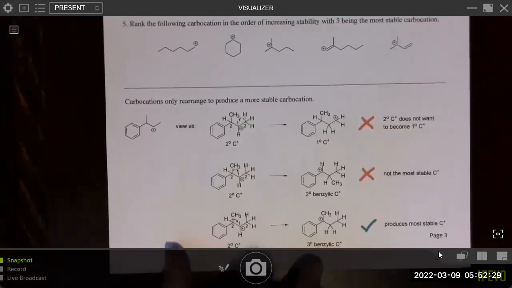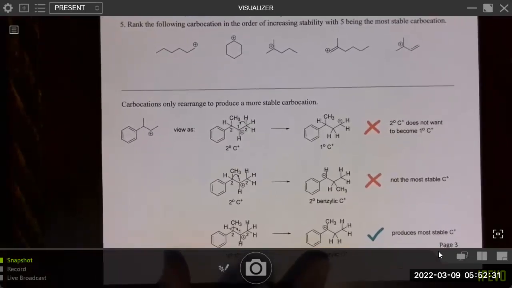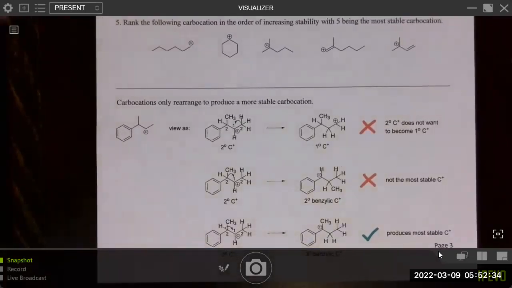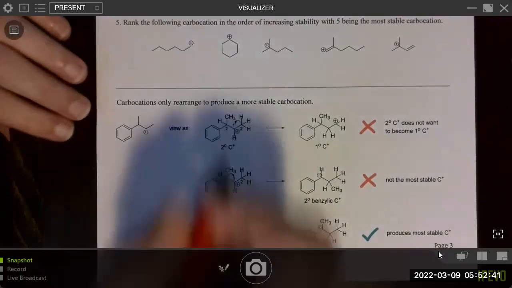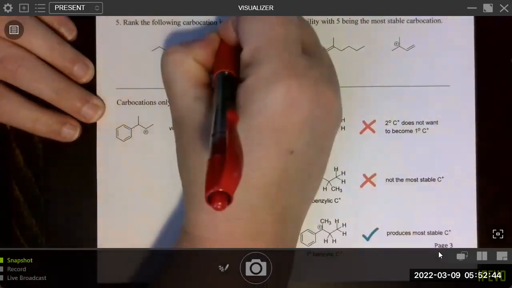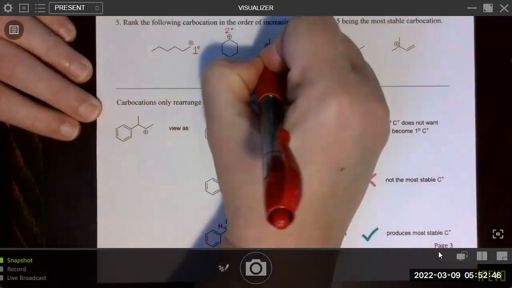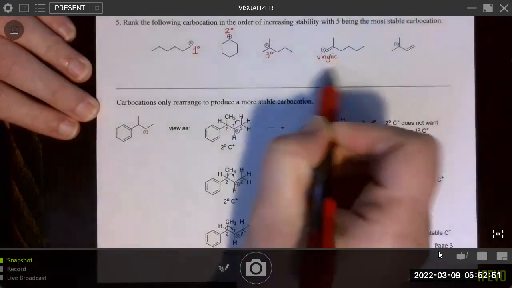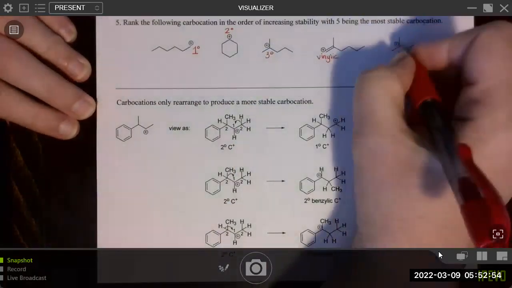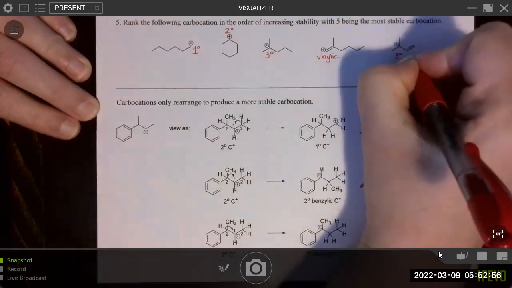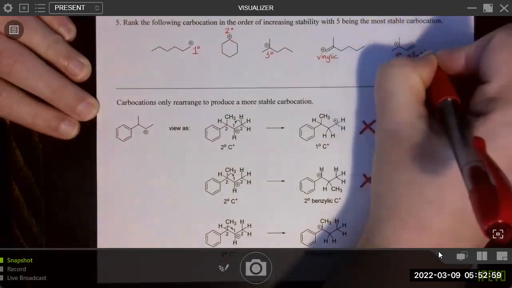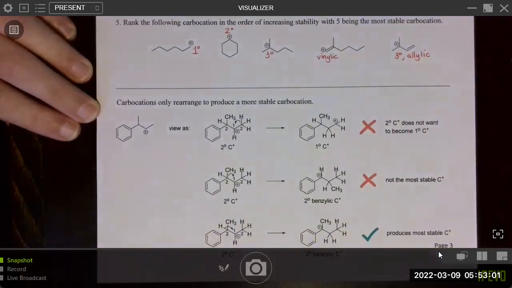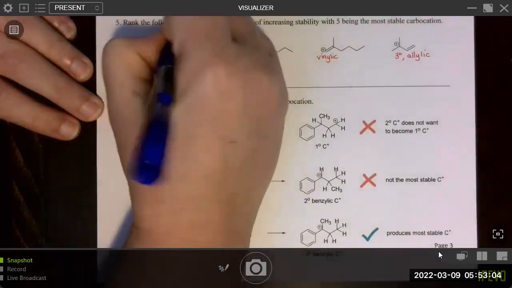All right, number 5, rank the following carbocation in the order of increasing stability, with 5 being the most stable. Right, so let's look and see. First, we might want to categorize these. Okay, this one is primary, this one is secondary, tertiary. This is what we call vinylic. Remember, those are particularly unstable. And then this one is both tertiary and allylic.